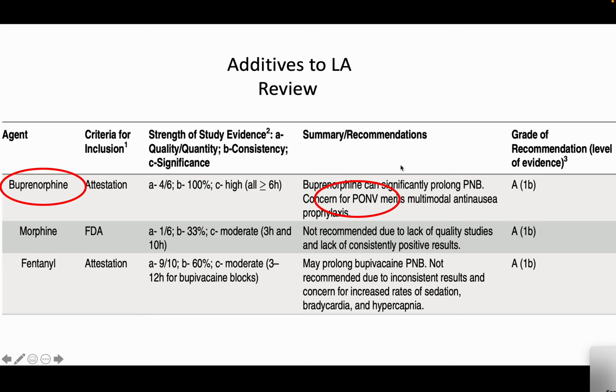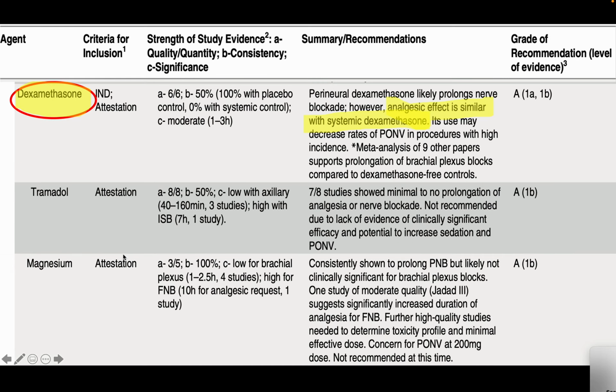and recommendation. So buprenorphine, definitely prolonged block, but at the cost of nausea. So you have to consider multimodal anti-nausea prophylaxis. We also don't have buprenorphine that easily available, and it's expensive, so it's not common practice for us. You can read more about fentanyl on your own.